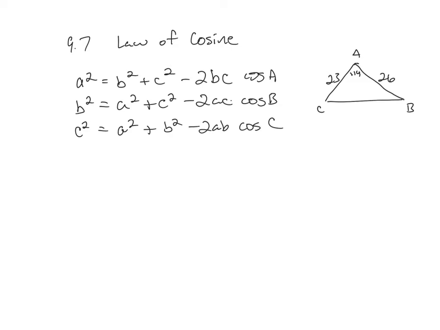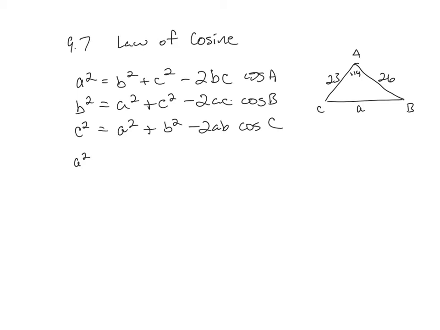I can't figure out angle C or angle B, which would then give me an angle across from a side. So because there's no way to figure out these angles down here, I need to figure out the side across from the 114 degrees. So I need to figure out what A is, which means I'm going to use that top version of the problem.